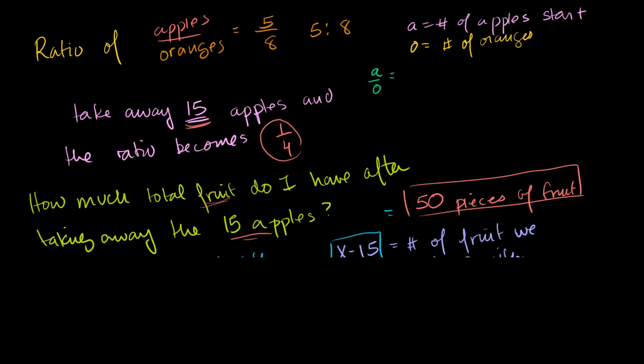So we could write, let me do it in a color that I haven't used before. I actually haven't used white. So we can say that the ratio of apples to oranges is equal to 5 to 8. That's what they tell us, that the number of apples we start with divided by the number of oranges, or the ratio of them, I have to be a little bit more particular, is 5 to 8. Then we remove 15 apples. So if we remove 15 apples, how many apples do we have? We have A minus 15 apples. And they tell us that the ratio of apples to oranges becomes 1 to 4. So A minus 15, the number of apples we start with minus 15, over the number of oranges is equal to 1 over 4.